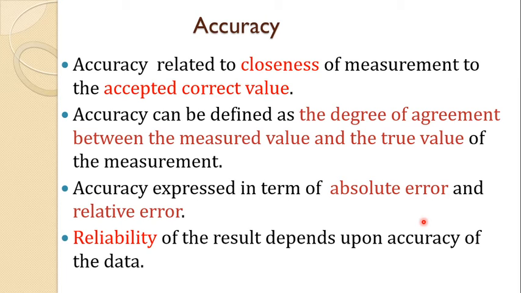Then it is expressed in terms of absolute error and relative error. By using absolute error and relative error, we can get more information regarding the accuracy. In any analysis, the reliability of results depends on the accuracy of data. That means for accuracy, you can perform the same experiment a number of times, and then you get the corrected value or closeness towards the true or standard value. That is accuracy. If you perform the experiment several times, then you get 100% accuracy or near about that. This is all related to accuracy.